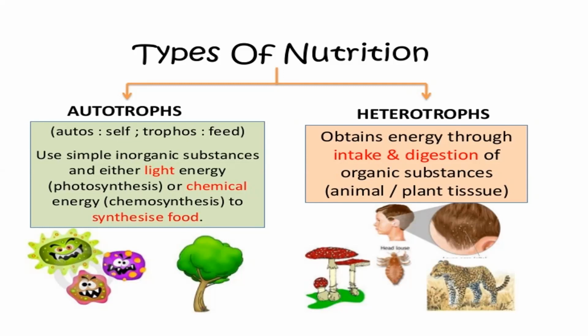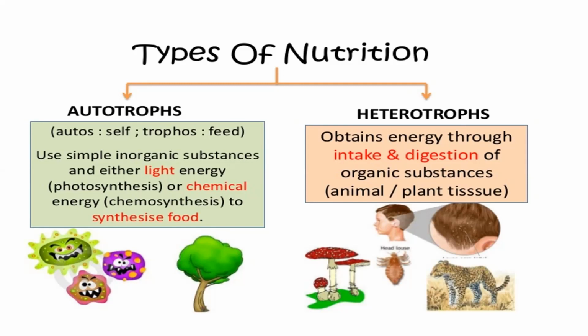Autotrophic organisms, or the autotrophic mode of nutrition, is a process in which plants, some bacteria and algae, which have a green colored pigment called chlorophyll in their cells, capture sunlight and use simple inorganic substances like carbon dioxide and water vapor to form an organic compound, glucose, in the form of food.